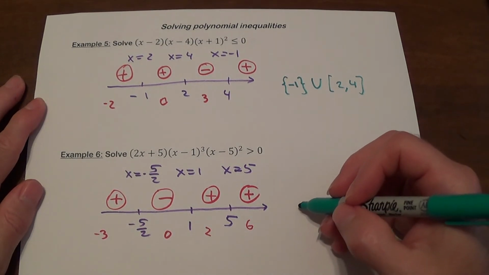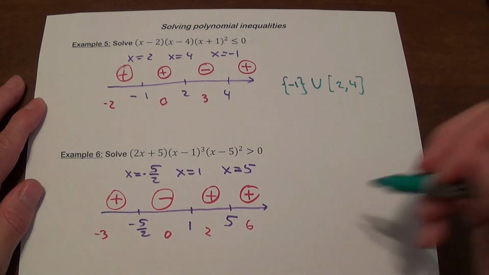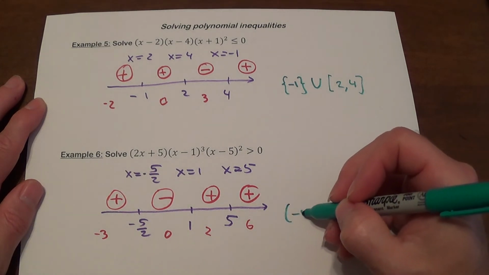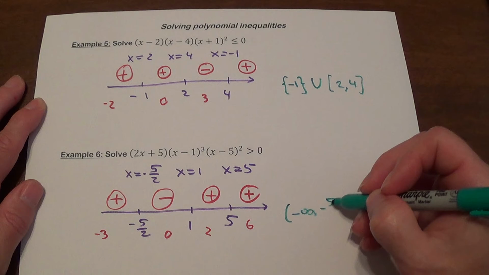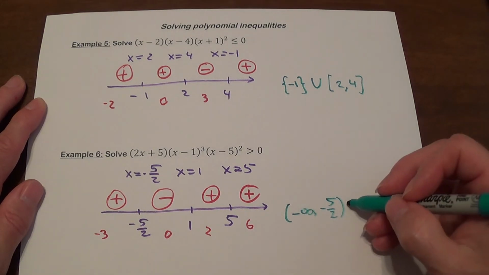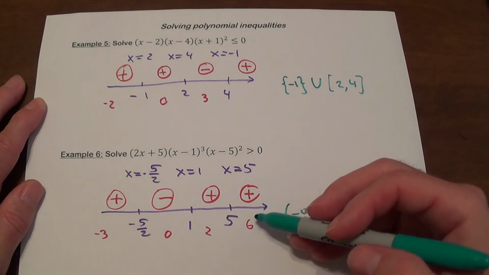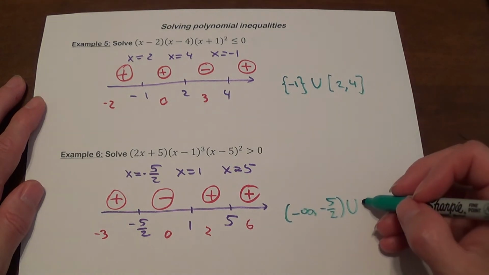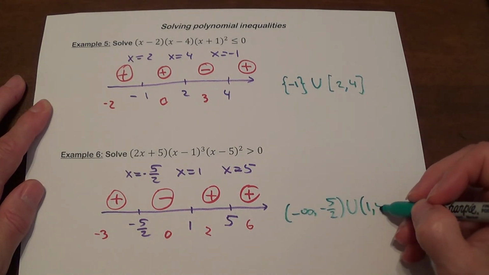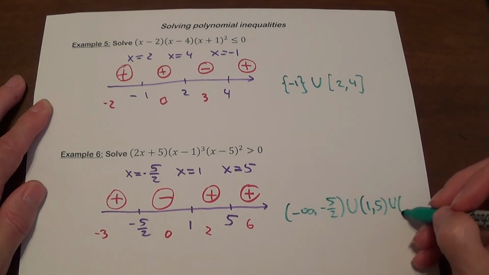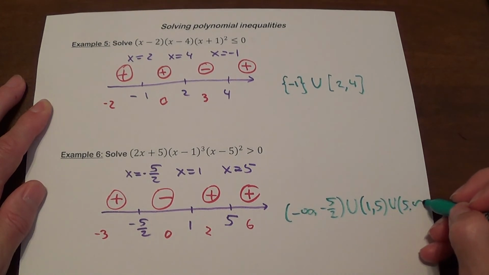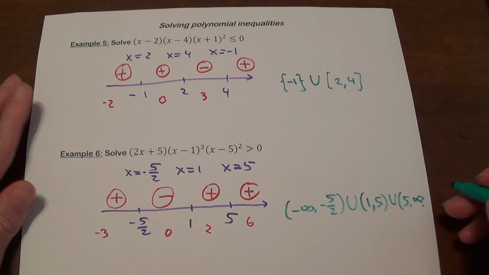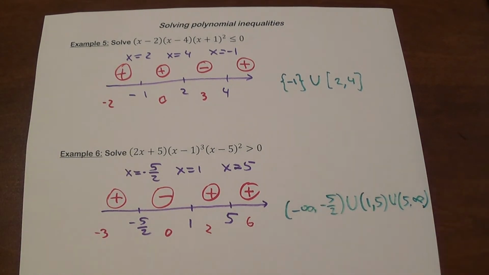So greater than 0, we have to be careful, and you'll see the difference here. Greater than 0 will be negative infinity to negative 5 halves. It's also going to happen here, but at 5, remember, it equals 0. We don't allow for equality here. We're going to have to split it up. So 1 to 5, as well as 5 to infinity. Okay?